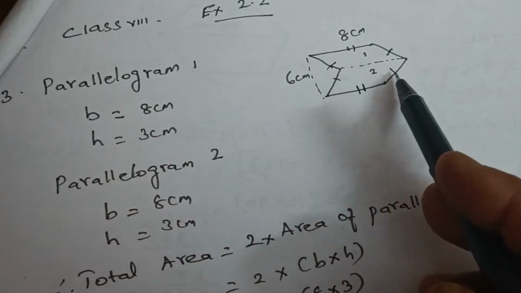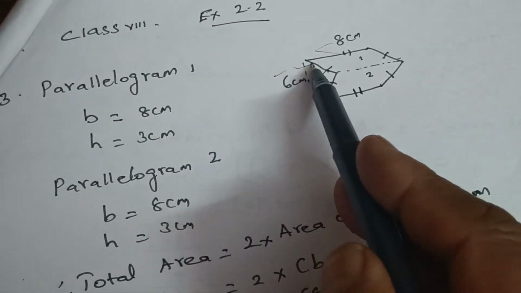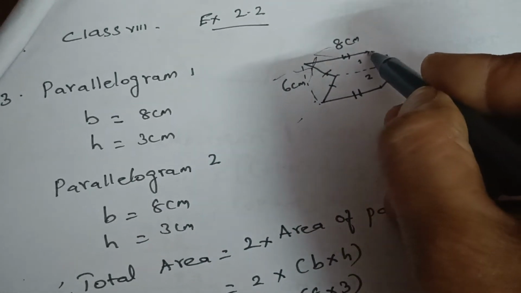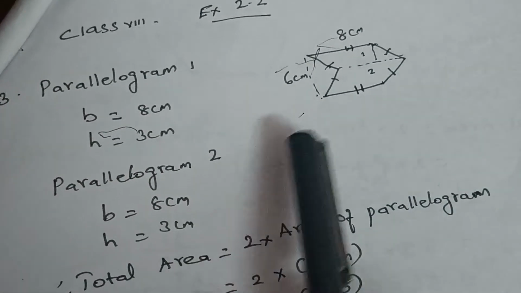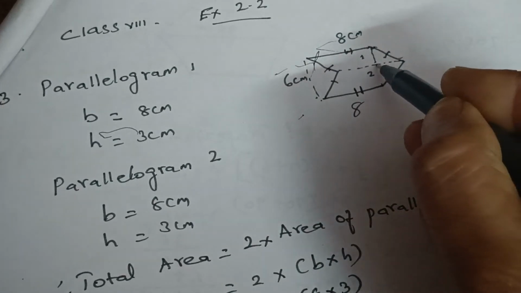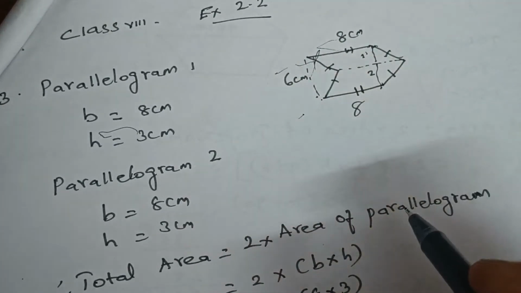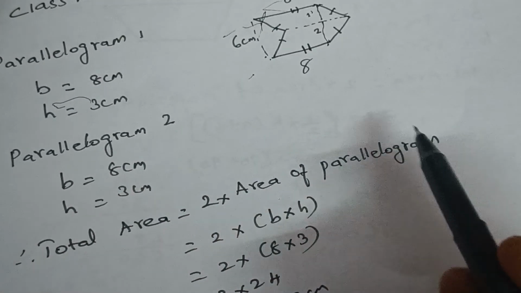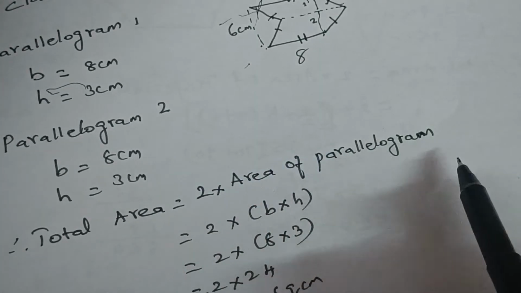Okay. So let us take it now. It is parallelogram 1. What is the base? The base is 8 centimeter and the total height is 6. This full is 6. So from here to here this will be 3. So height is 3 centimeter and parallelogram 2 base is the same. These two are equal. Base is 8 and the height is 3 because this full is 6. So top is 3, bottom is 3. 3 plus 3. So total area is 2 times area of the parallelogram, because we have two parallelograms of the same size.